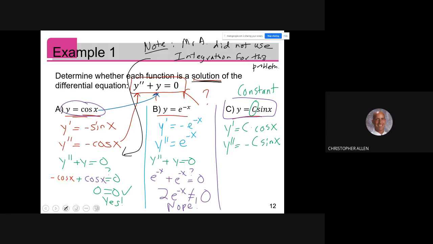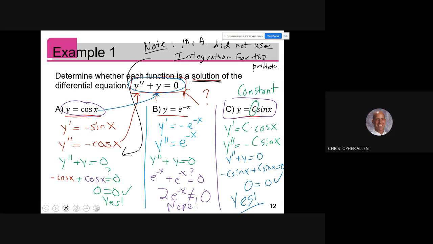So now when we plug this into our differential equation, let's do it in blue. Again, here's our differential equation: y double prime plus y equals 0. We get, well, let's see here. Y double prime right here was negative C sine x, plus y, which was C sine x. Of course, that equals 0. It is a solution. So that one is a yes.